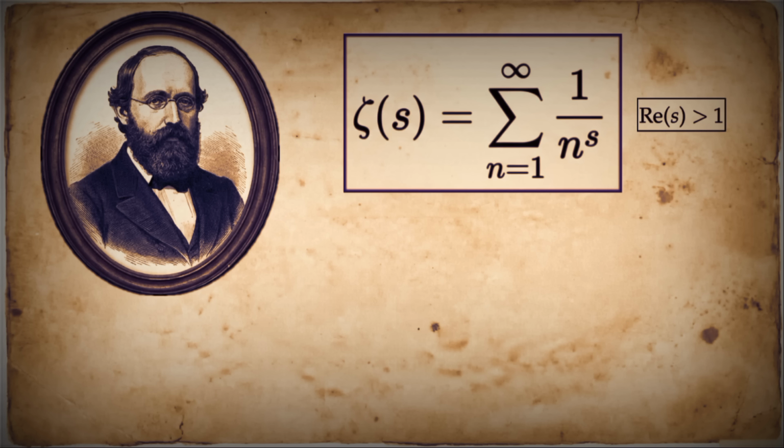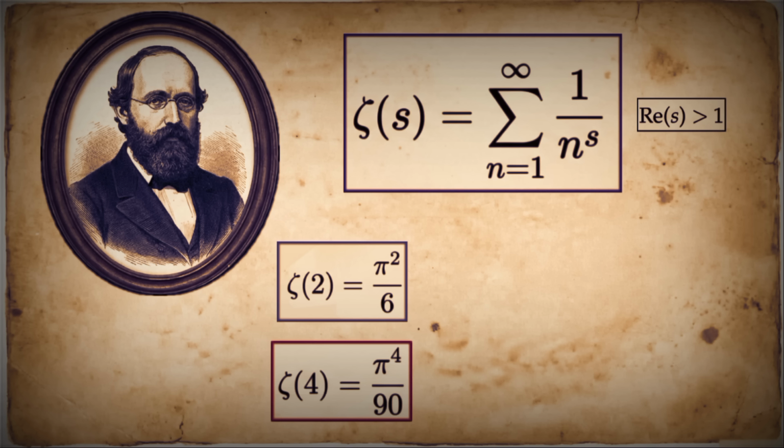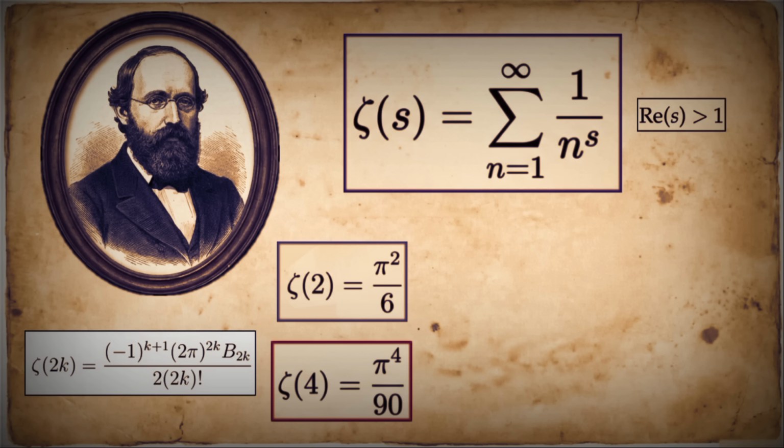At s equal to 2, this sum equals pi squared over 6. At s equal to 4, it equals pi to the 4th over 90. At every positive even integer, the answer is a rational multiple of the corresponding power of pi. This pattern has been completely understood since the 18th century.